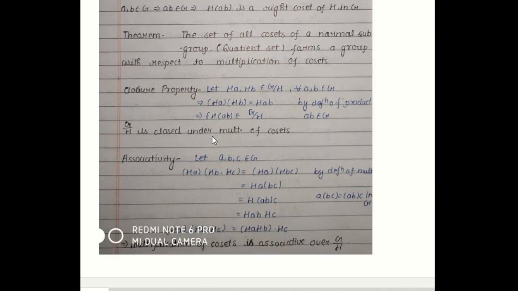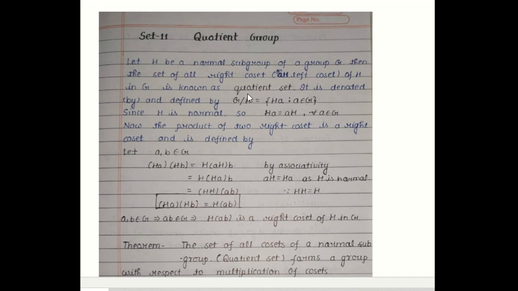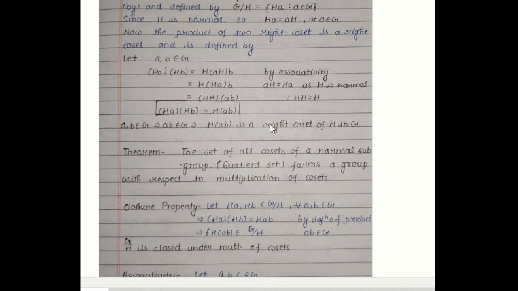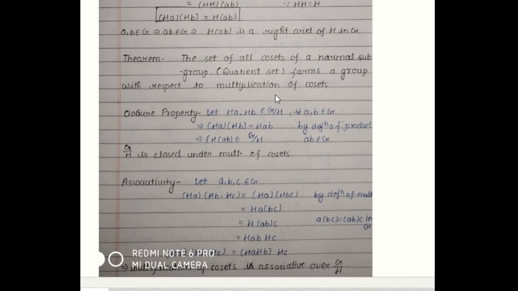Now we are going to define some theorems. The very first theorem is: the set of all cosets of a normal subgroup, the quotient set, forms a group with respect to multiplication of cosets. This is the operation, and we have to show that for any normal subgroup H, the set of all right cosets Ha, Hb, Hc, He, and so on, of H in G forms a group with respect to multiplication of cosets, which is defined by this, and this group will be called the quotient group.